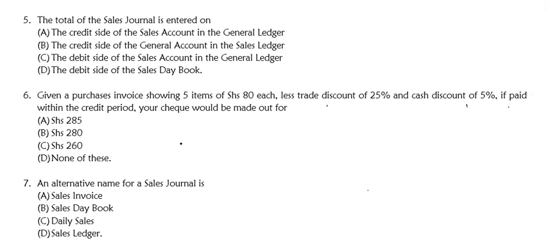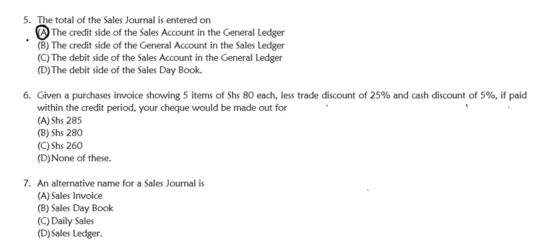The total of the sales journal is entered on the credit of the sales account in the general ledger. Now, after entering your credit sales in the sales journal, you have to total your sales journal, and then the total of the sales journal is entered on the credit of the sales account in the general ledger.